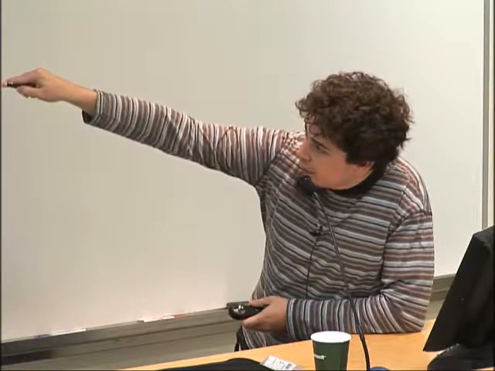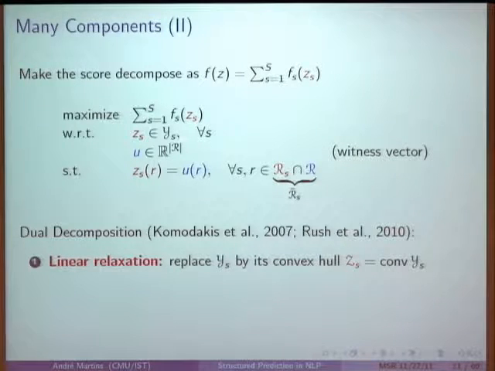An approximate way of solving the problem is to consider a linear relaxation of this problem, in which we replace this set Ys, the set corresponding to each view, by its convex hull. I'm skipping some details here, but if you think in terms of graphical models, this is exactly the same thing as approximating the marginal polytope by the local polytope, which is an outer bound of the set that contains all valid marginals for that graphical model. So this is something that is commonly done.